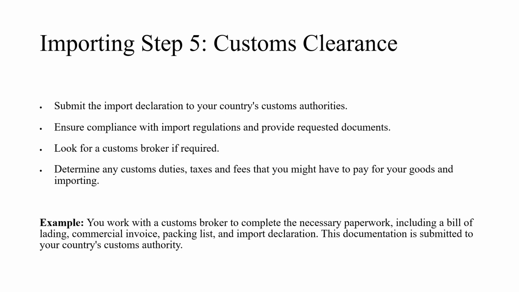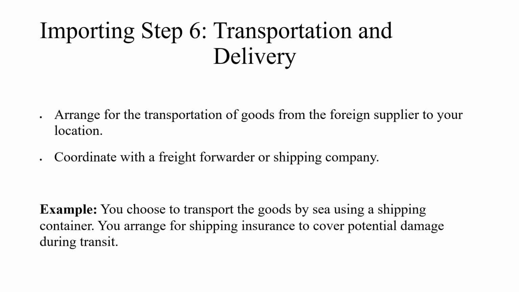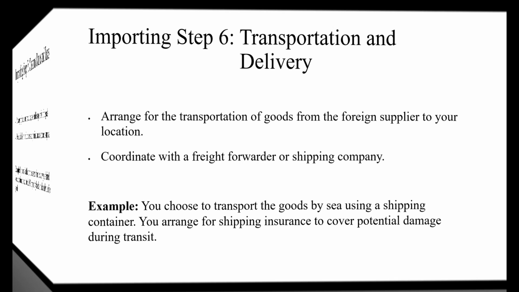Example: you work with a customs broker to complete the necessary paperwork, including a bill of lading, commercial invoice, packing list, and import declaration. This documentation is submitted to your country's customs authority. Importing Step 6. Transportation and delivery. Arrange for the transportation of goods from the foreign supplier to your location. Coordinate with a freight forwarder or shipping company. Example: you choose to transport the goods by sea using a shipping container. You arrange for shipping insurance to cover potential damage during transit.